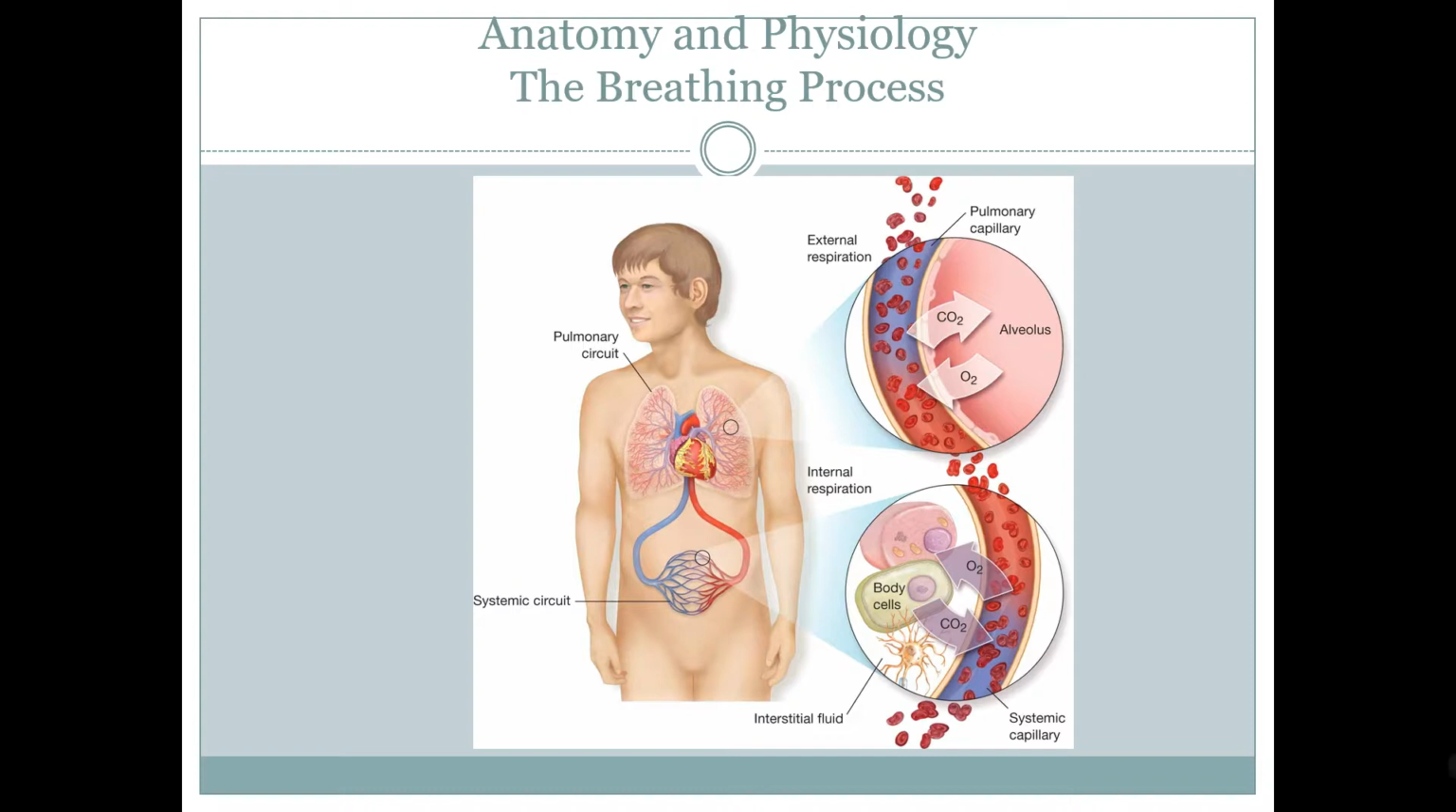External respiration is when oxygen and carbon dioxide are exchanged between the red blood cells and the alveoli, and internal respiration occurs when O2 and CO2 are exchanged between the body's cells and the red blood cells. Oxygen is transported to the cells of the body by the red blood cells in the capillaries, and CO2 is returned to the lungs.